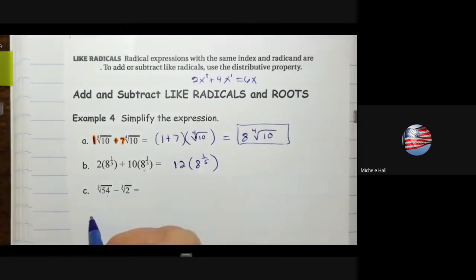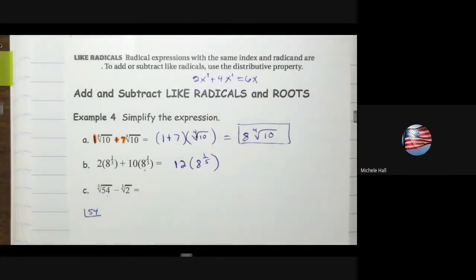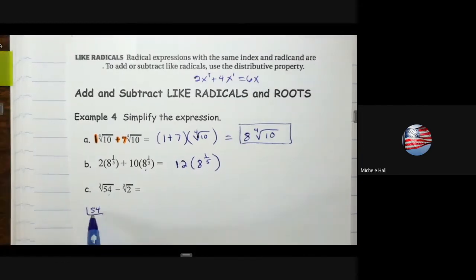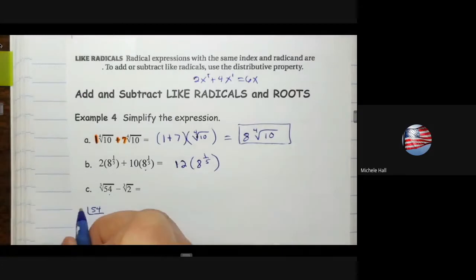All right, the cube root of 54, we're going to break it down. This is an even number, so I know 2 goes in, and I also know 3 goes into 54. The divisibility rule for 3 is you add up your digits. 5 plus 4 is 9, and 3 can go into 9. Therefore, 3 can go into 54. All right, let's do 3.